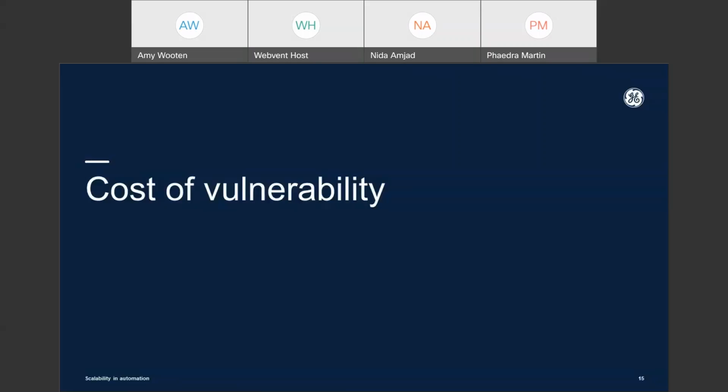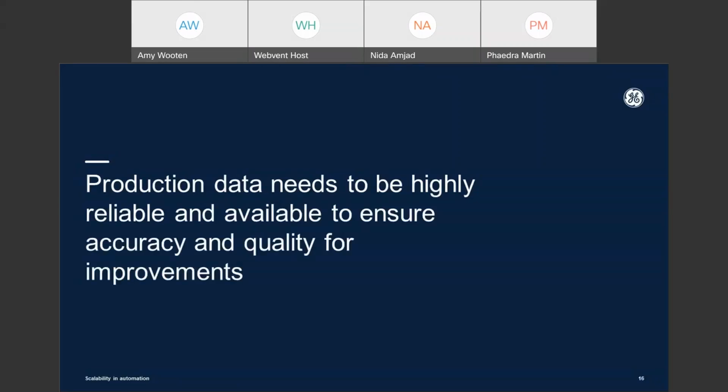All right, so with that, let's talk about the cost of vulnerability. And this really comes back to security as well. I think this is a really good statement about that. When you think about production data, it needs to be highly reliable and available to ensure not just the accuracy of the data and the ability to do operations execution, but also to enable operations optimization and quality improvements.